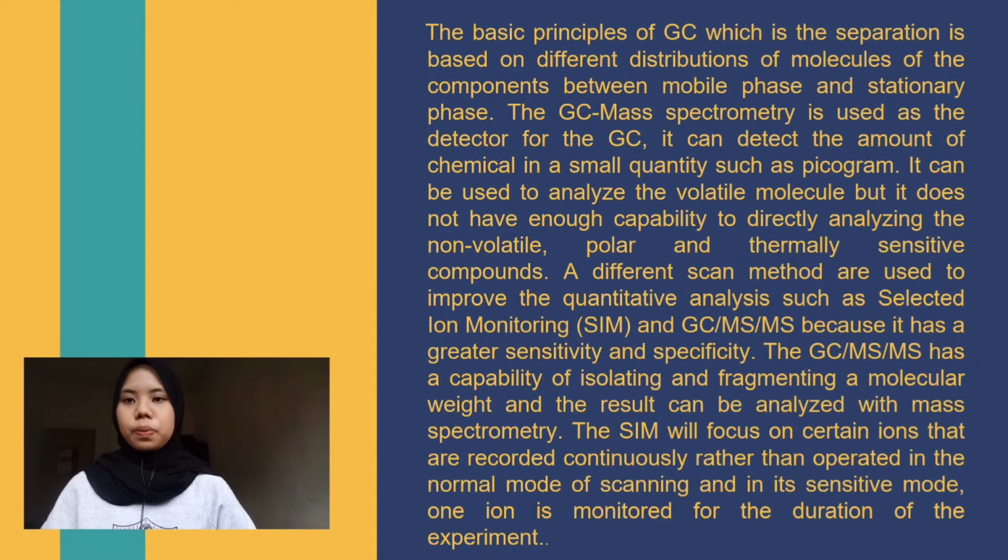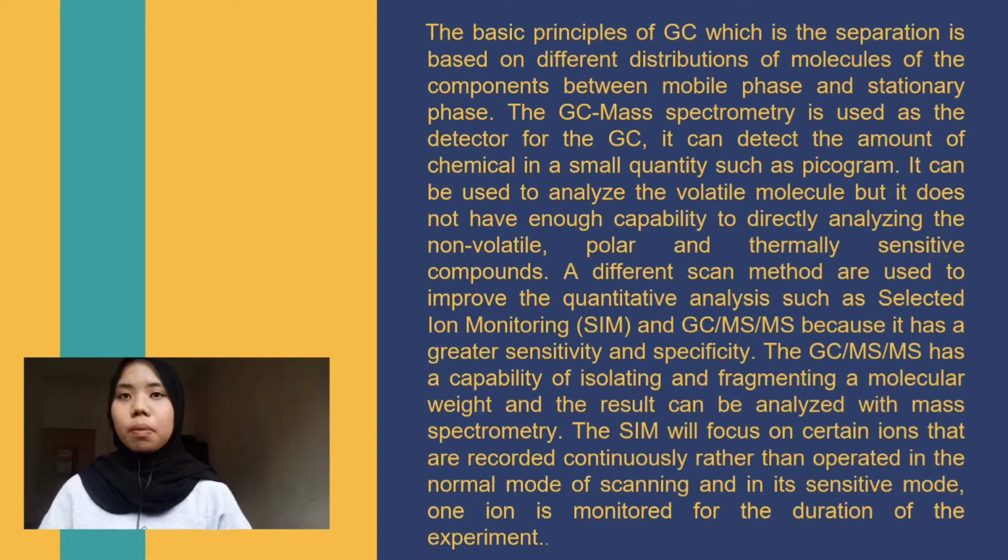The basic principle of gas chromatography is that the separation is based on the different distribution of molecules of the components between the mobile phase and the stationary phase. The GC mass spectrometry is used as the detector for the gas chromatography. It can detect the amount of chemical in a small quantity, such as picogram. It can be used to analyze volatile molecules, but it does not have enough capability to directly analyze non-volatile, polar, and thermally sensitive compounds.